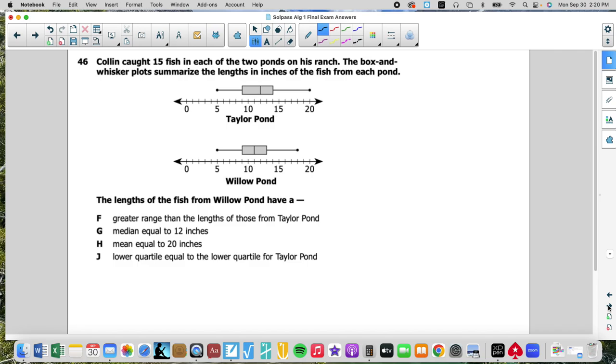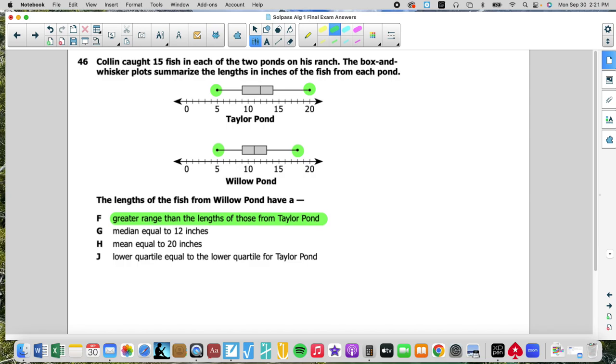Colin caught 15 fish in each of the 2 ponds on his ranch. The box and whisker plots summarize the length in inches of the fish from each pond. The lengths of the fish from Woolly Pond have a greater range. No, they have a lesser range. The range is this distance, so this range is going to be more. Taylor has a greater range than Woolly Pond, so that's not it.